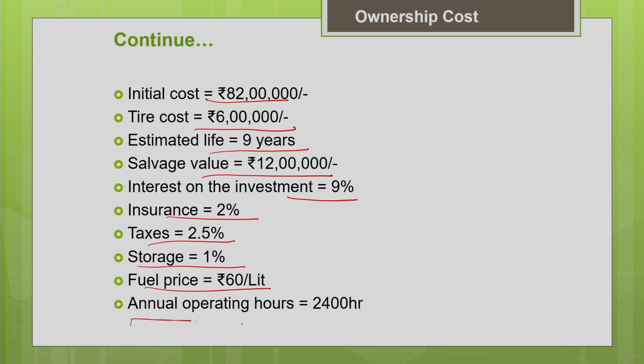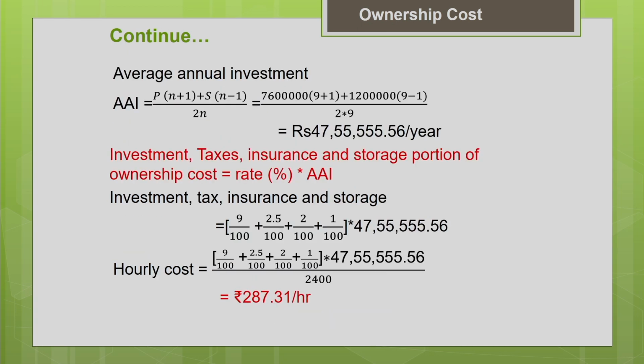Then annual operating hours is 2400 hours. So, with this as input data, now we are going to estimate the ownership cost for this particular machine using the AAI method. So, how to find this AAI, average annual investment? We know the formula: P into (n plus 1) plus S into (n minus 1), divided by 2n. So we are going to use this formula to determine it.